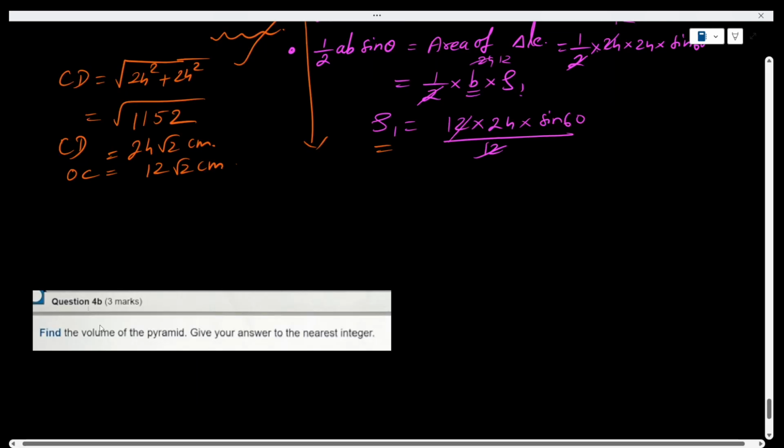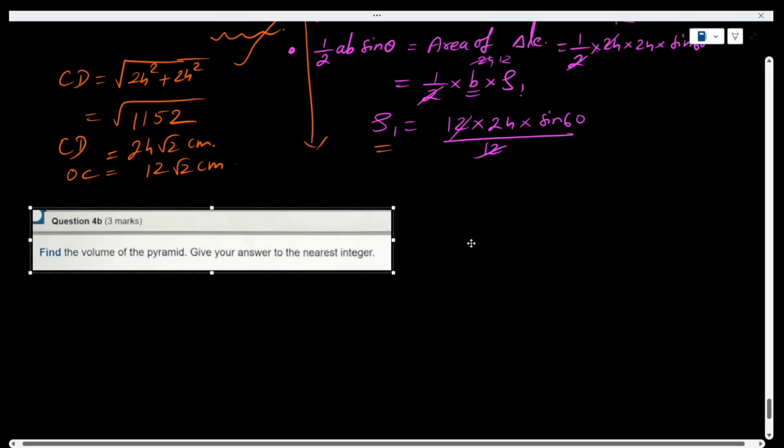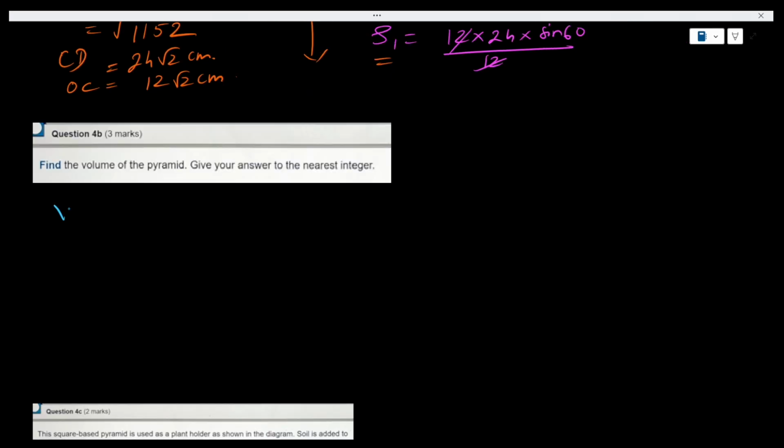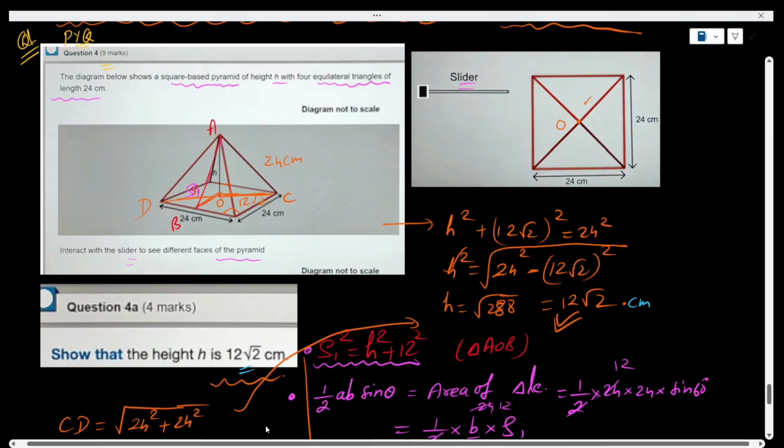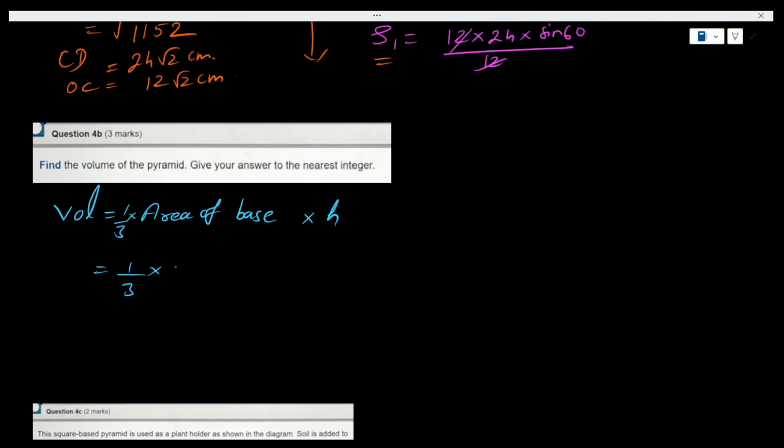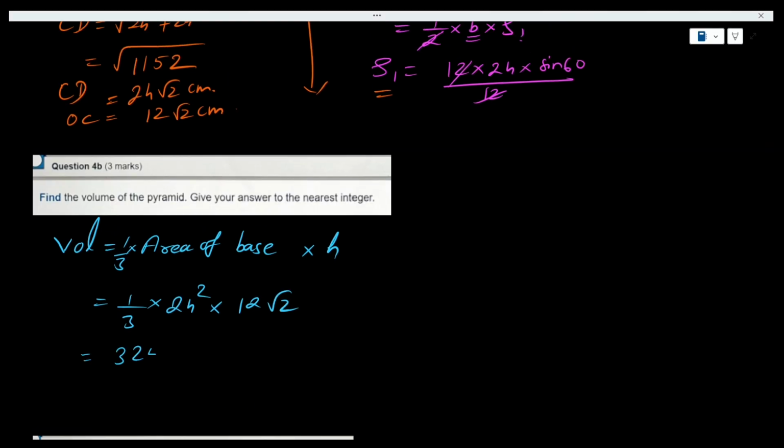If you see here, it says find out the volume of this pyramid, give your answer to the nearest integer. Here volume is equal to 1 by 3 area of base times height. Now what is the base area? Because it's a square, area is S square. You will have 24 times 24, which is 24 square, and height you got as 12 root 2. The volume is 3258.34 cubic centimeter. But we need to write it as the nearest integer, so it will be 3258 cubic centimeter.